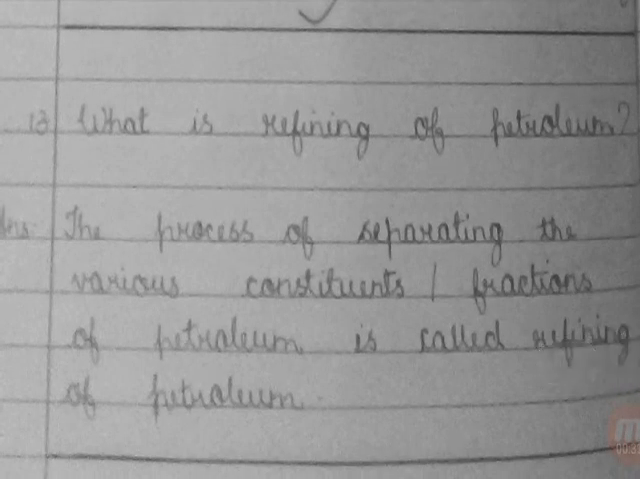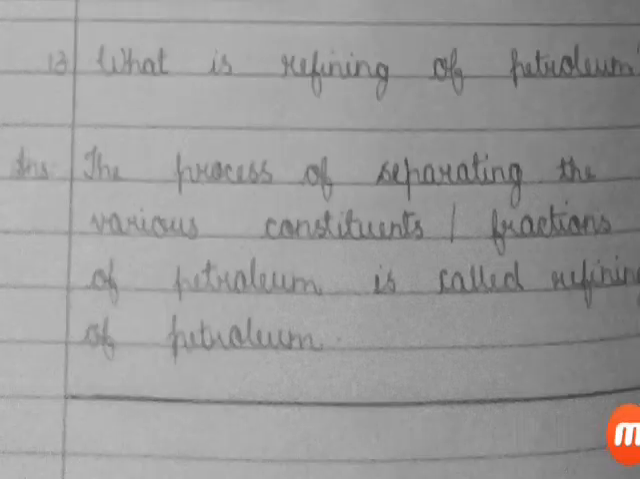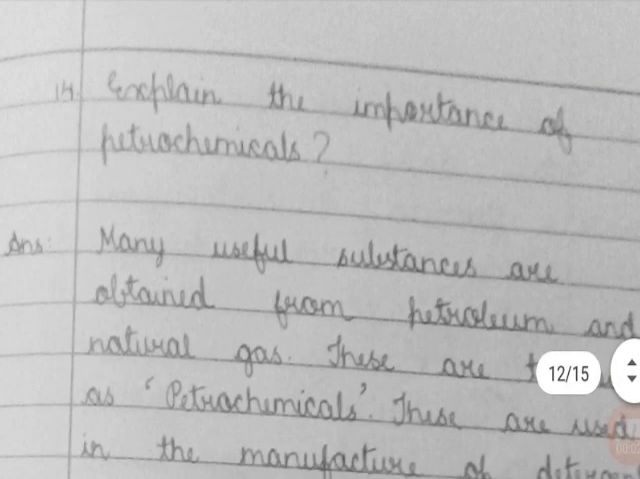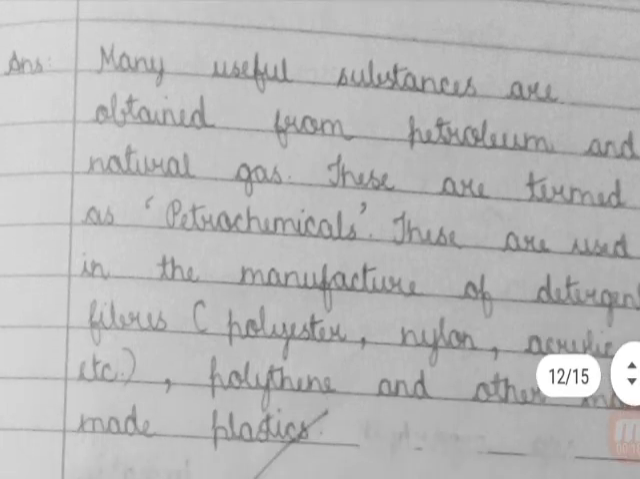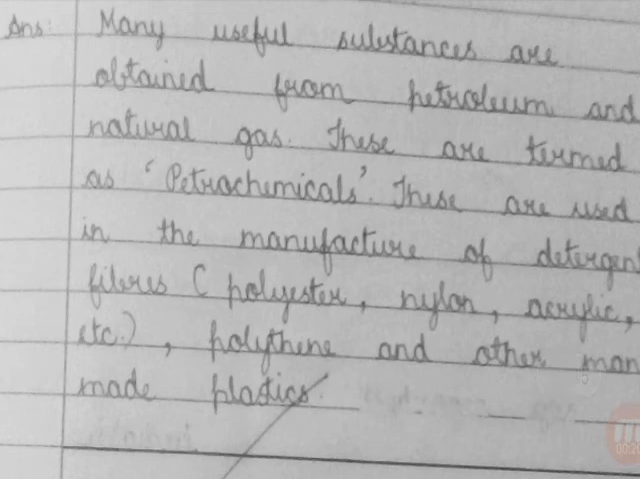What is refining of petroleum? Answer: the process of separating the various constituents or fractions of petroleum is called refining of petroleum. Explain the importance of petrochemicals. Answer: many useful substances are obtained from petroleum and natural gas. These are termed as petrochemicals. These are used in the manufacture of detergents, fibers, polyester, nylon, acrylic, etc., polythene, and other man-made plastics.